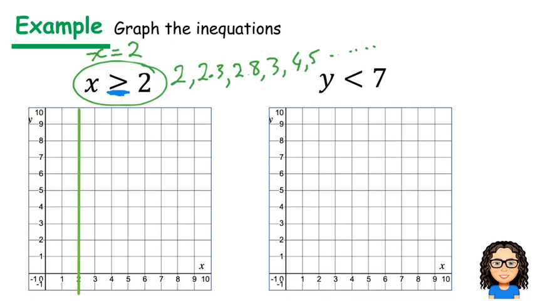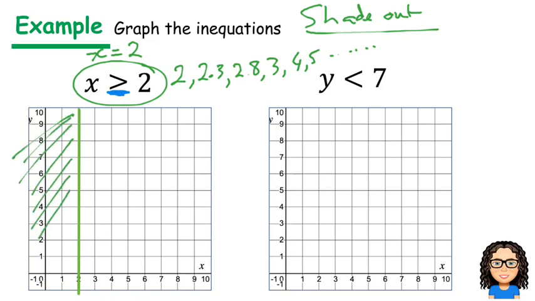Okay? Now what I need to do is to shade out. Alright, so this is an important note. We always want to shade out. So we need to think, well, what values are true? 2, 3, 4, 5, I can have any of those numbers there, but I can't have any value that's less than 2. So I'm going to shade out all the values on that side.